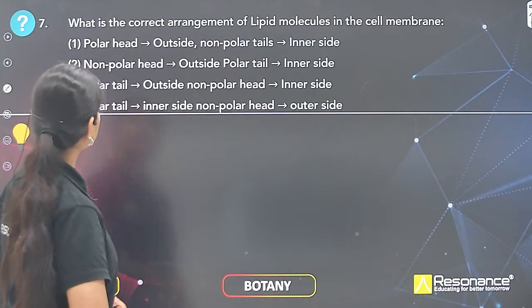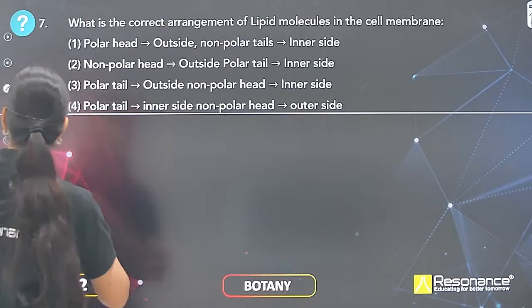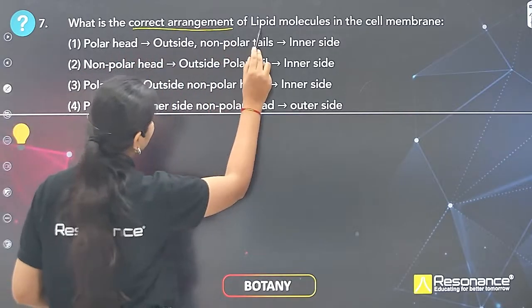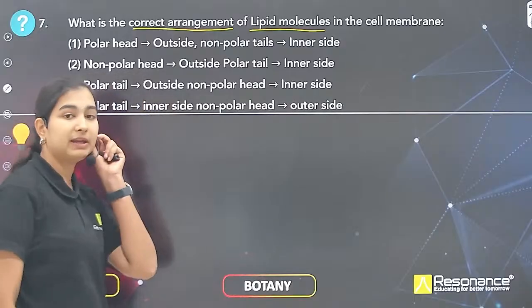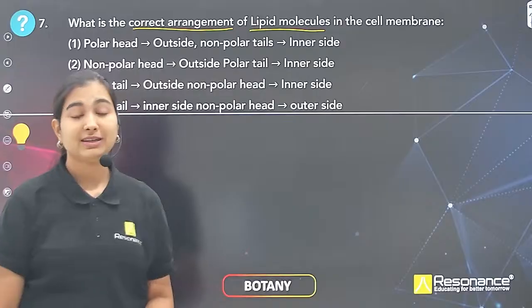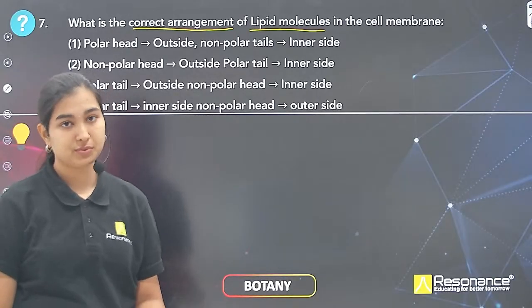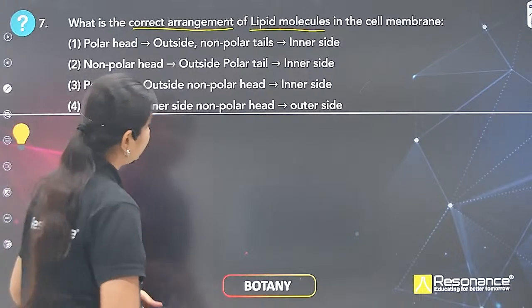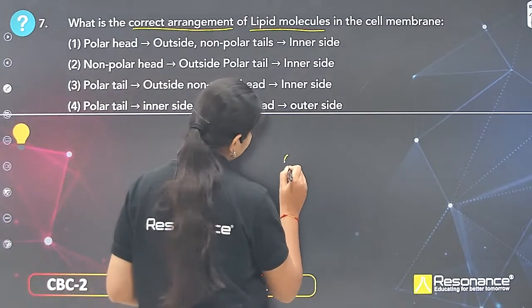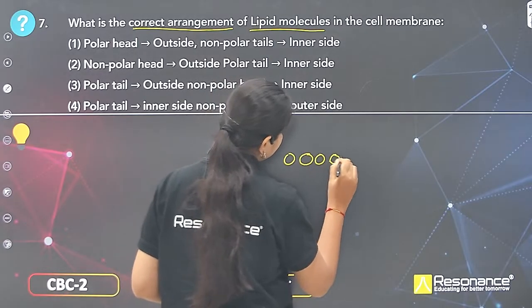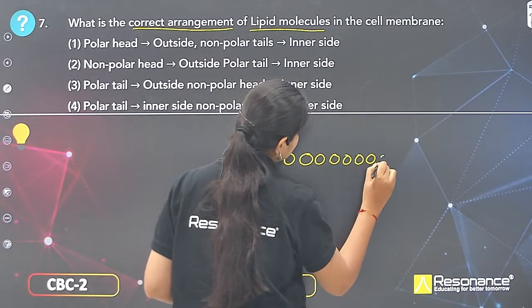Next, let us go to the next question. Now here they are asking us the correct sequence. They are asking what is the correct arrangement of lipid molecules in the cell membrane. Okay. So what is the correct arrangement there? Fine. If you know the structure of the membrane, right? Now how is the structure of the cell membrane? Now for example, right? So here you have a bilipid layer.